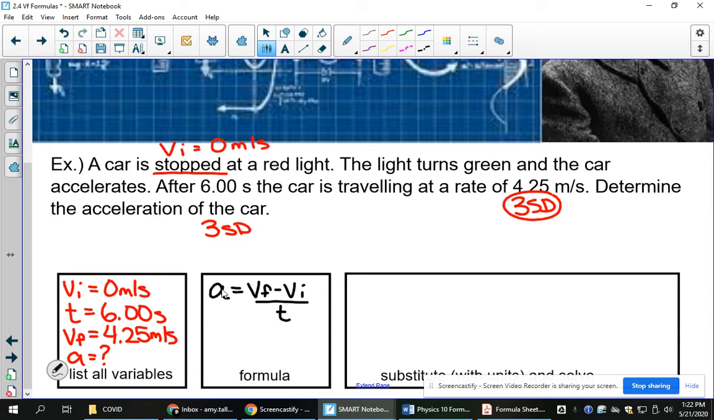This is a step you want to be careful with. Don't get lazy. Copy it down perfectly, because if you copy the formula down wrong, you have no hope of doing the algebra correctly or putting it in your calculator correctly.